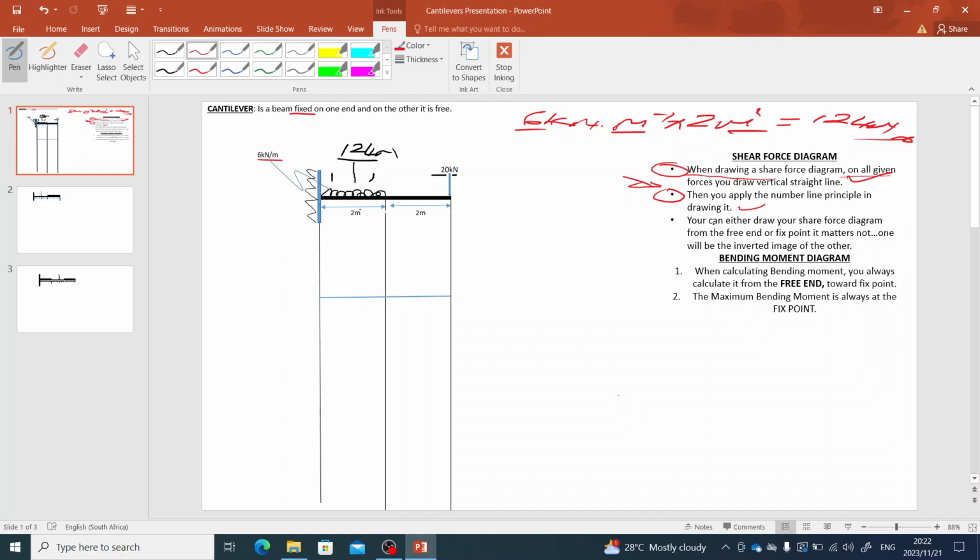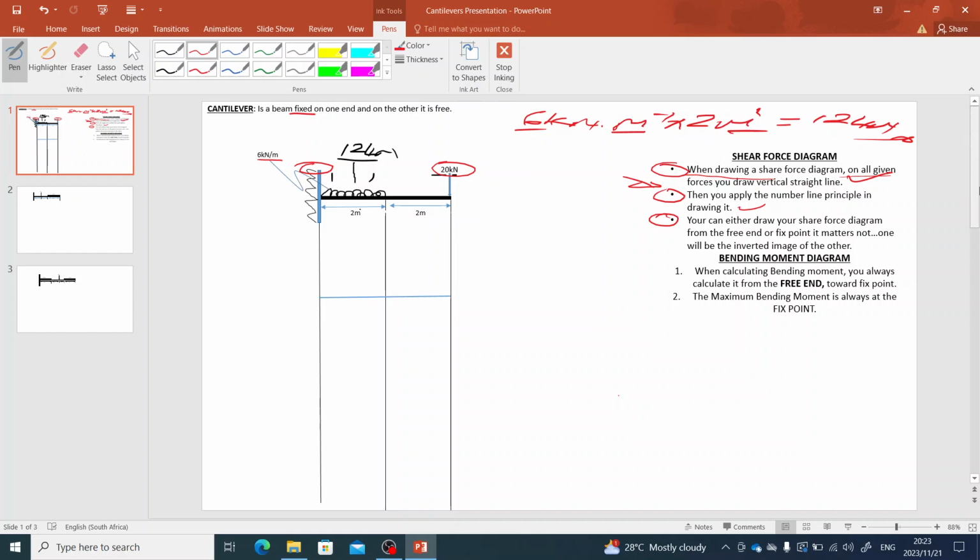The shear force diagram. But when drawing your shear force diagram on the cantilever, it doesn't matter whether you start on the free end or on the fixed point. Why doesn't it matter? Because whether you start on the free end or the fixed point, one diagram is the inverted image of the other. This is what I'm indicating in point number three. You can draw your shear force diagram from either the free end or the fixed point. It matters not. One will be the inverted image of the other.